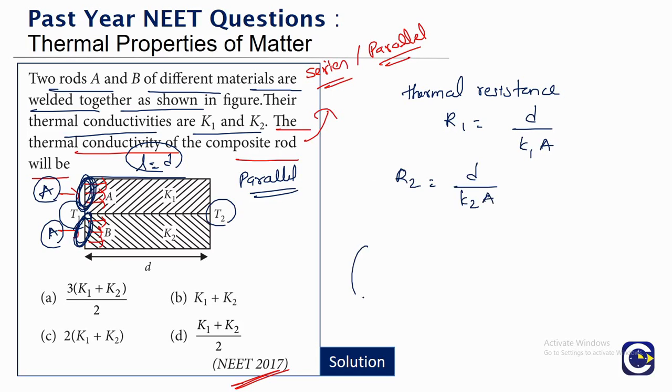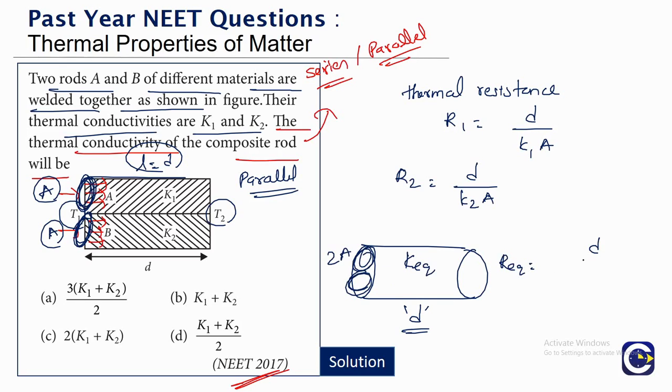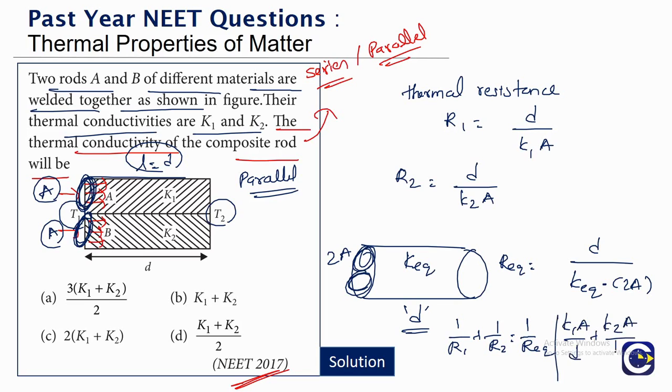Now if you replace both of them by a single slab, what is the length of the slab? D. But what about the area of cross-section? It is A plus A, which is 2A. Thermal conductivity we call K equivalent. So R equivalent will be the length of this equivalent slab, D, divided by K equivalent into the area, 2A. Now in the case of parallel, the formula is 1 by R1 plus 1 by R2 is equal to 1 by R equivalent. So 1 by R1 means K1 A by D, plus 1 by R2 means K2 A by D, is equal to 1 by R equivalent.